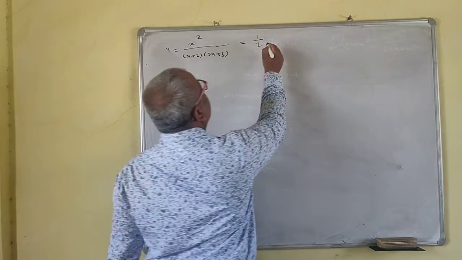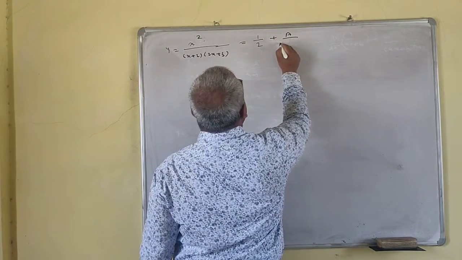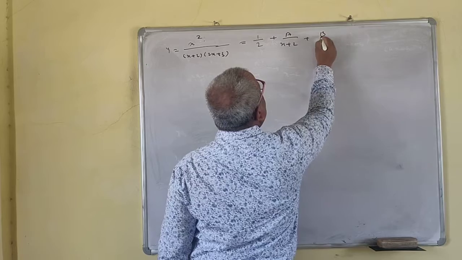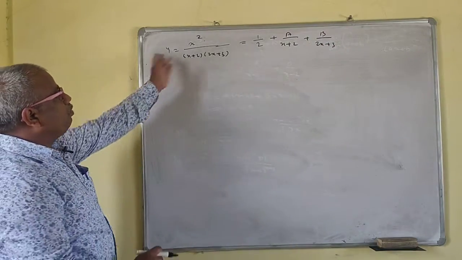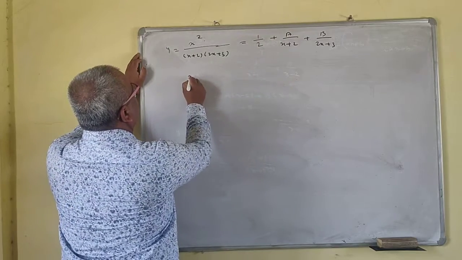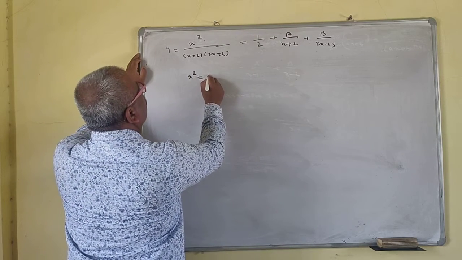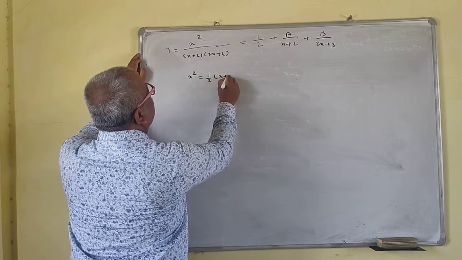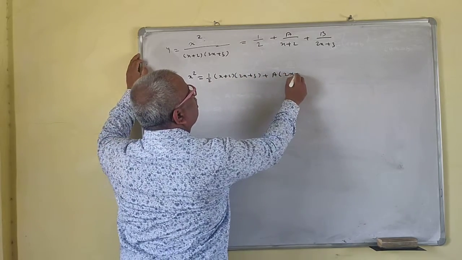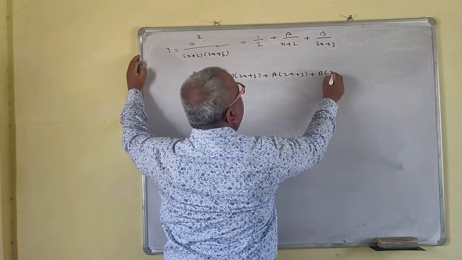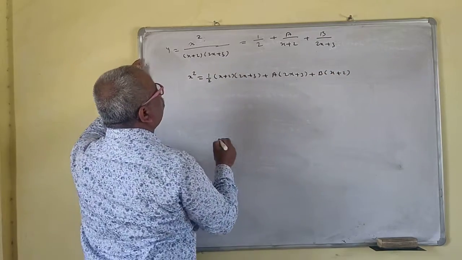Then you can write this as a upon the first factor plus b upon the second factor. So we'll multiply by this here. What do we get? x square is equal to 1/2 (x plus 2)(2x plus 3) plus a into (2x plus 3) plus b into (x plus 2).